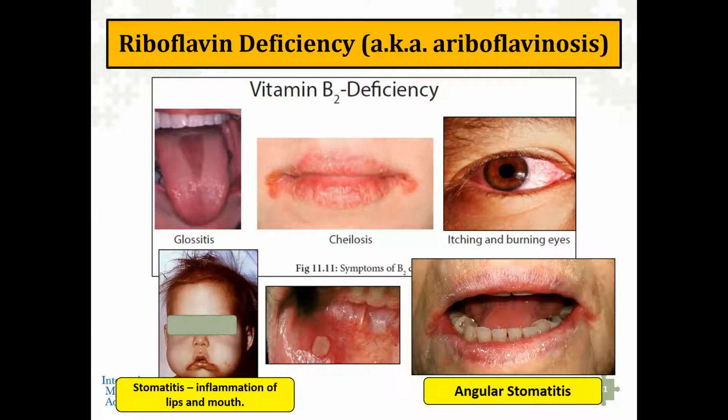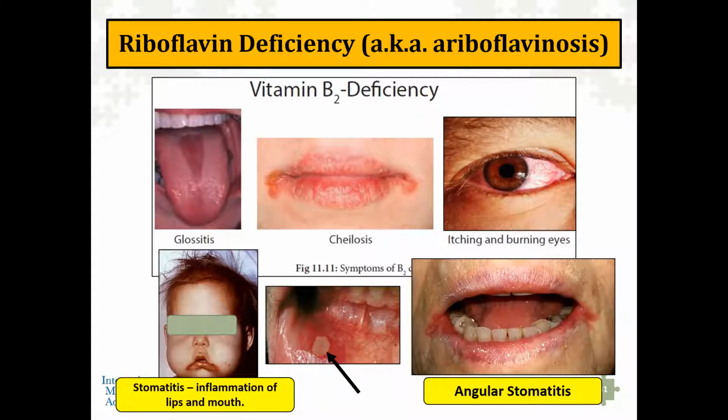Glossitis is a redness and swelling of the tongue. Cheilosis is inflammation that occurs on the lips, also at the angles of the mouth. That's also sometimes called angular stomatitis. People can develop itching and burning eyes from a riboflavin deficiency. Stomatitis, as I mentioned, is an inflammation of the lips and mouth. And sometimes you can get oral lesions that look like aphthous ulcerations, for example.